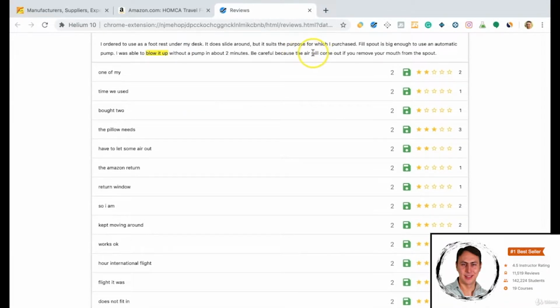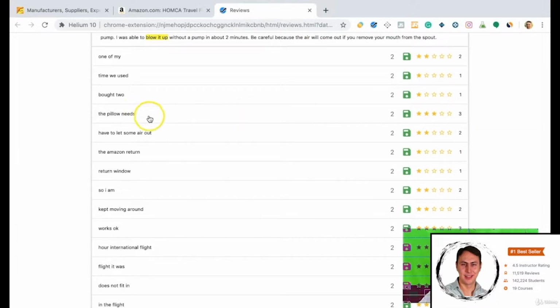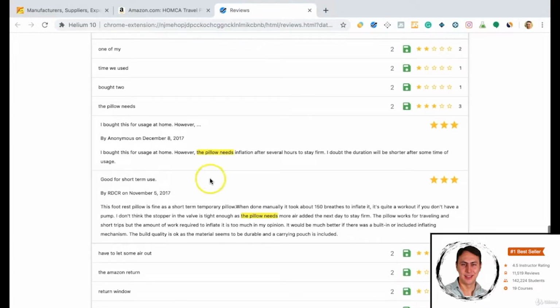They mentioned what the product needs. For example, here, they mentioned the exposure time. You should blow it up again after a while, gradually, because it gets smaller after a while. This one has mentioned that some air goes out. Let's have a look if there is any other problem.